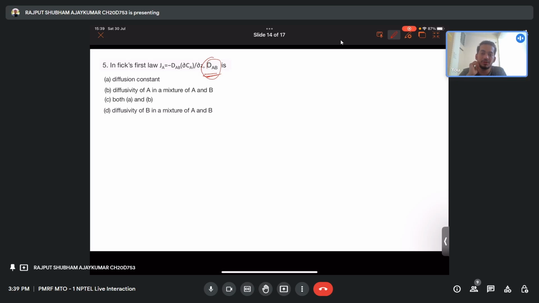Diffusion, okay. DAB can be called the diffusivity, diffusion constant, or diffusivity of species A with respect to B. So the correct answer will be C, that is both A and B. If I can say, instead of DAB, I can write DBA, the diffusivity of B in the mixture of A and B. That will be the correct answer. And it can also be called the diffusion coefficient.